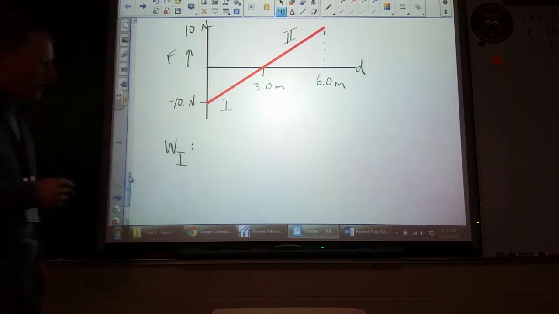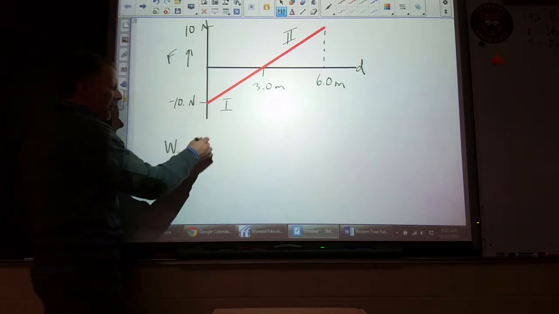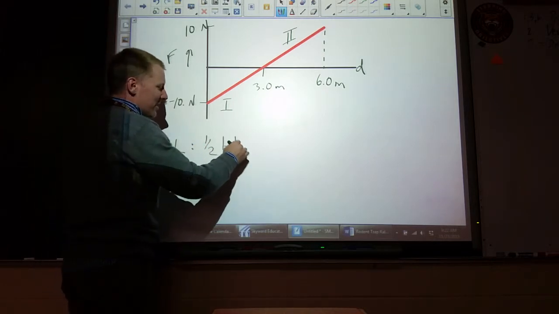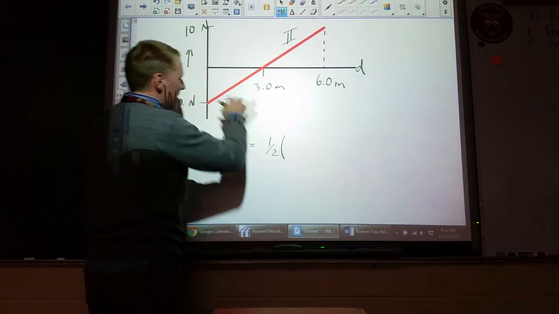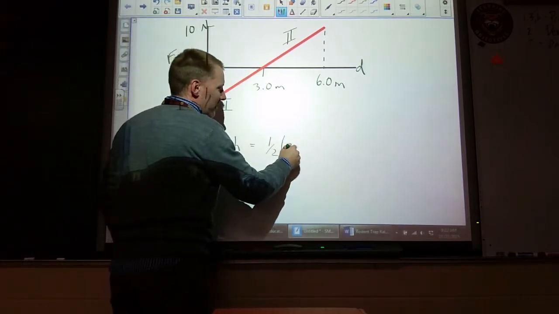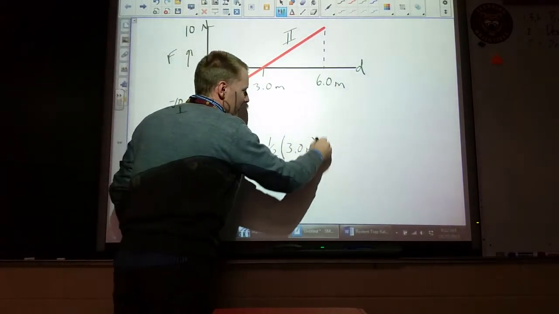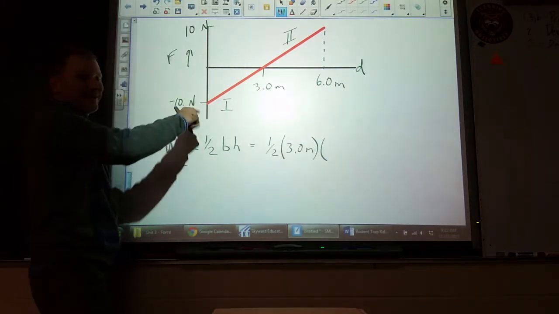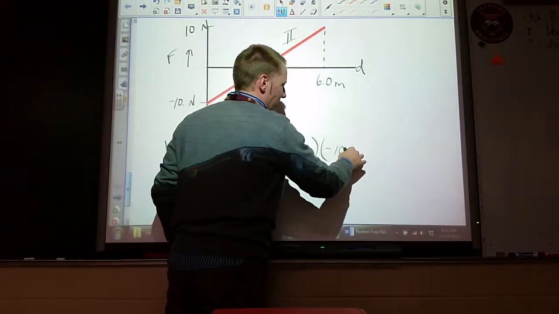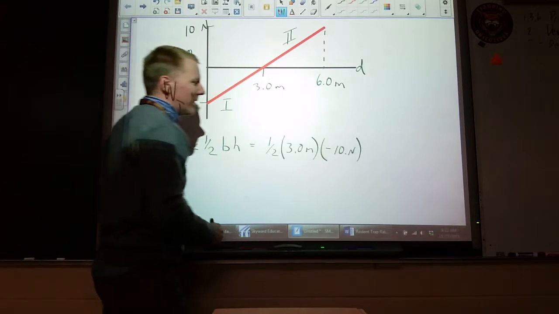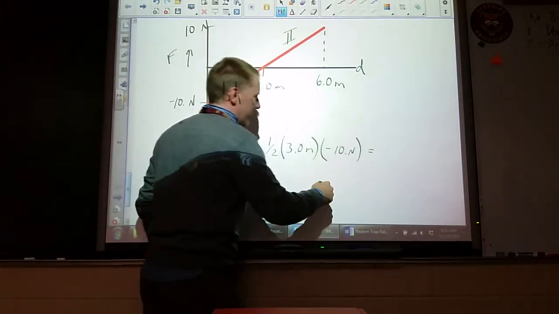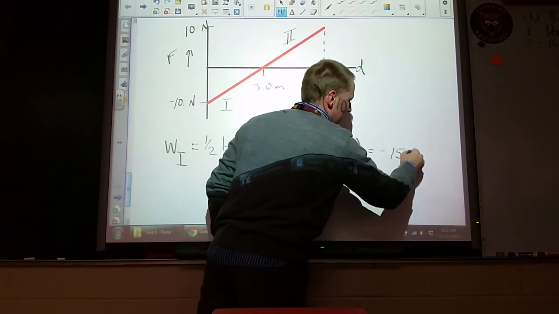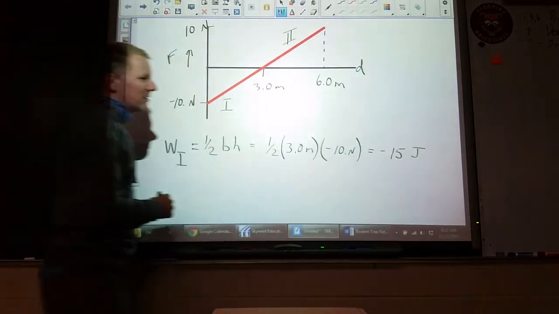Area of the triangle, which we know is 1/2 times base times height. The base of this is 3 meters long. The height of it is negative 10 newtons. So assuming 2 significant digits for each of these, we'd have negative 15 joules.